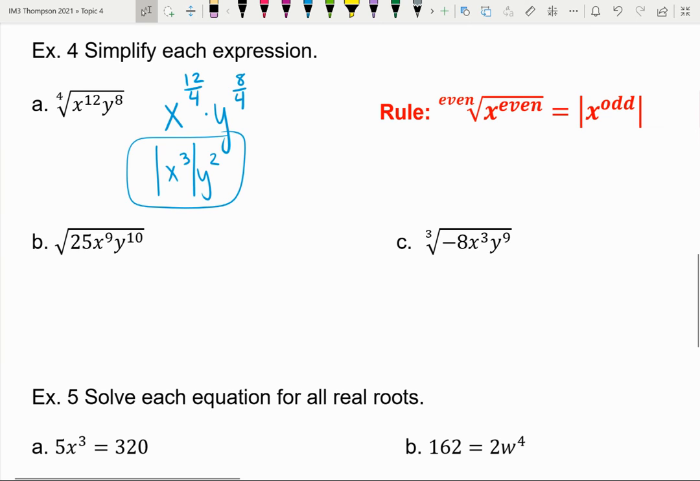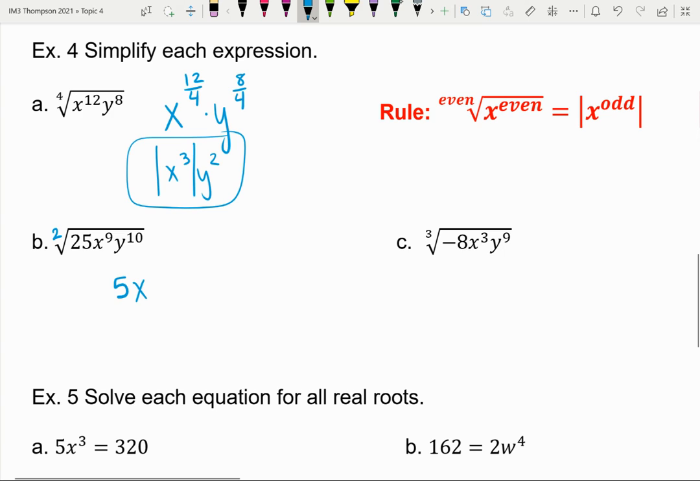B is the square root. Okay, cool. Square root of 25. Boom, I know that one. If it makes you feel better and you're like, oh, I want to write the 2 in, you can. It's not common practice, but you can write it in there if it helps you.